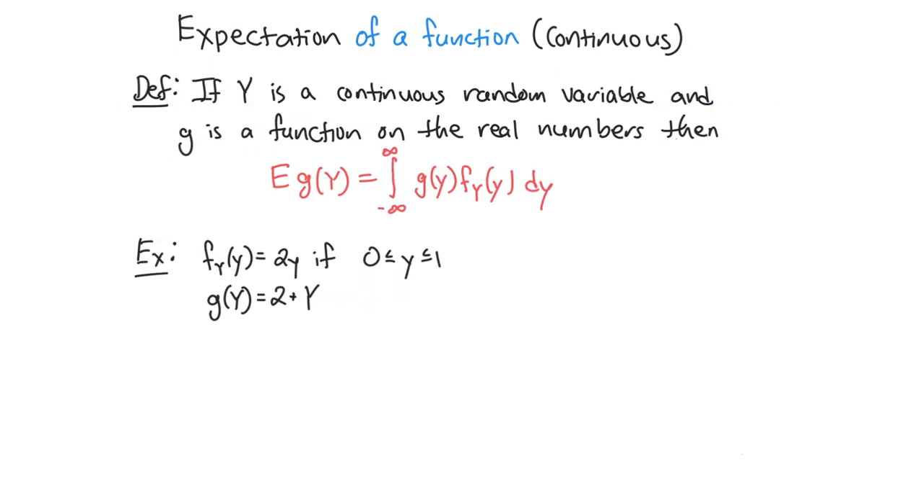So let's consider an example here. The PDF will just be 2y between 0 and 1, keeping in mind the PDF is defined everywhere, but it is 0 at all other values. And a function that I want to average will be 2 plus y.